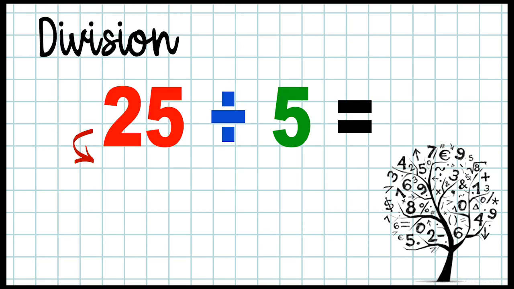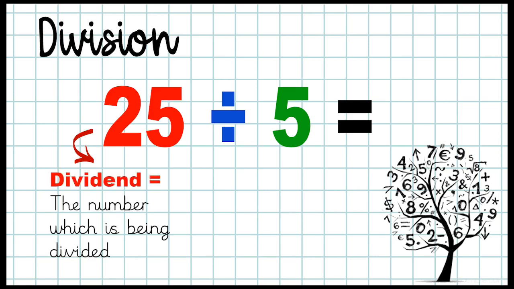The first number in a division calculation is what's called the dividend. That is the number that we want to divide. Then we have our divide symbol. Then we have another number. The second number is called the divisor. That's the number that we want to divide by. Finally, in a division calculation, we have an equal symbol.